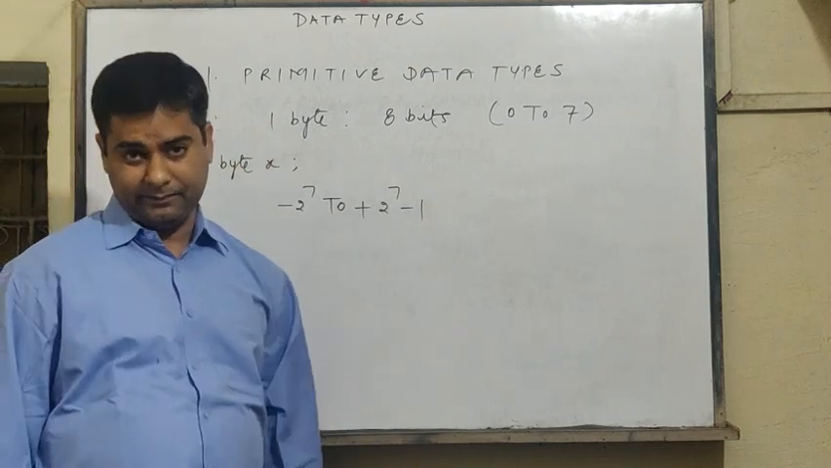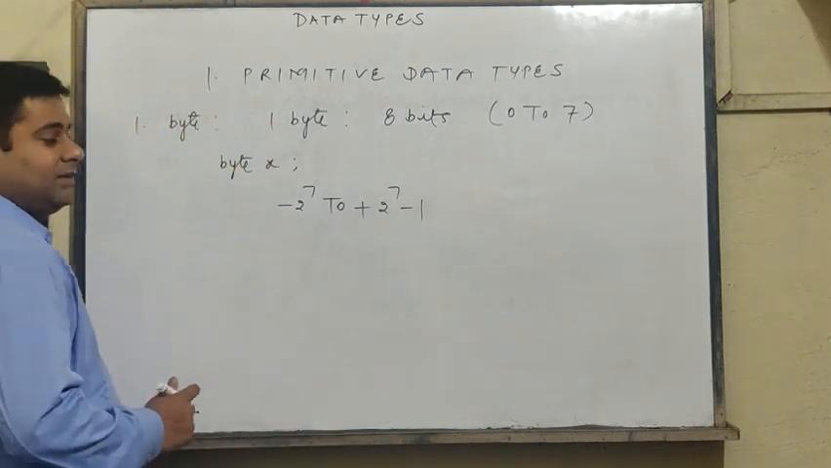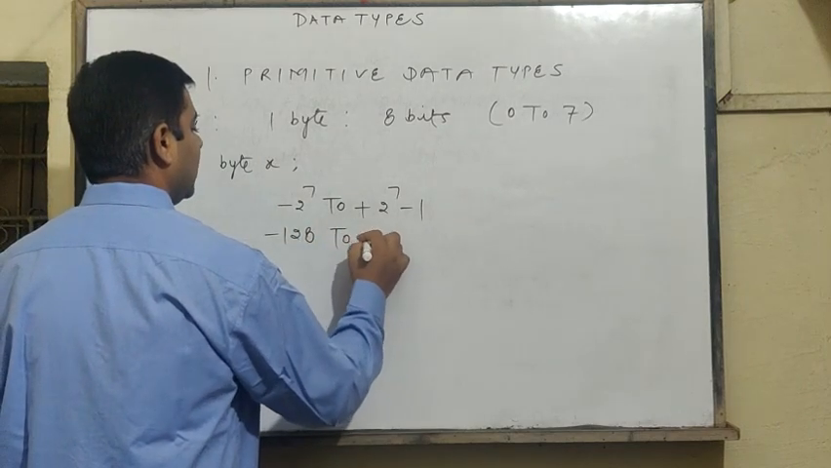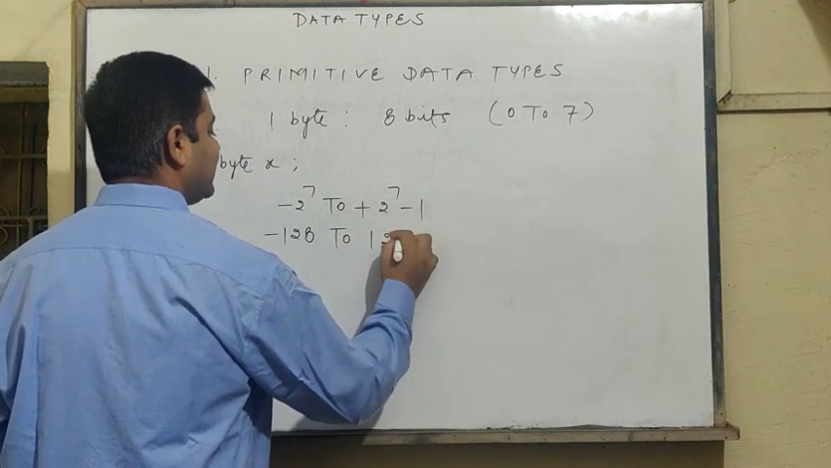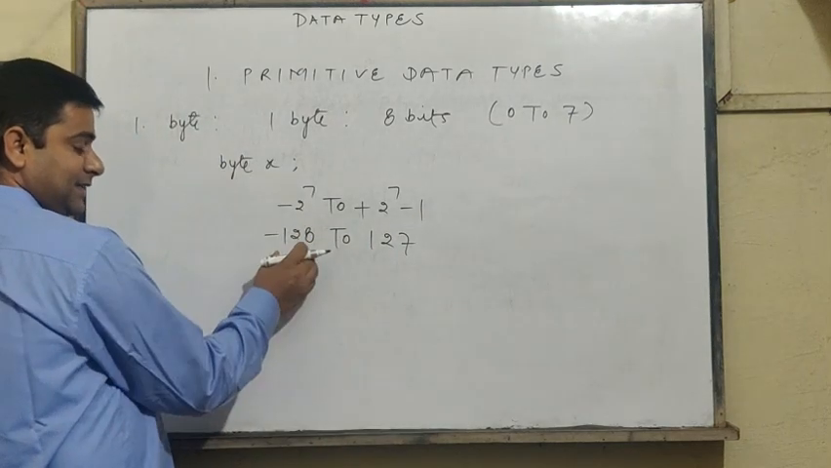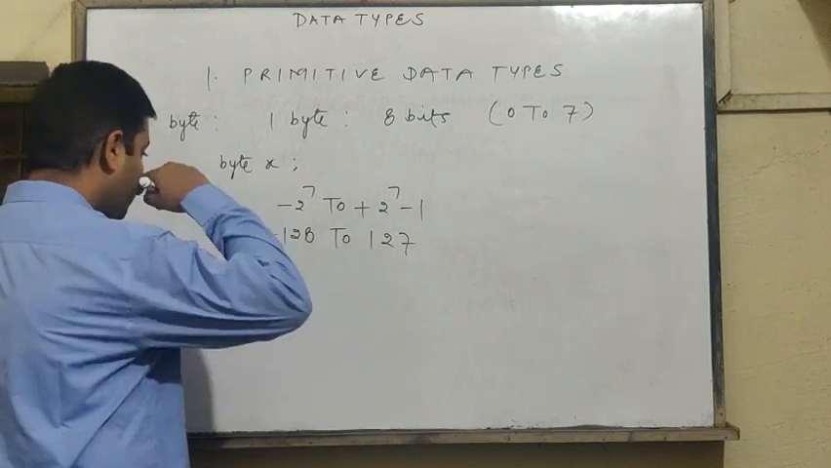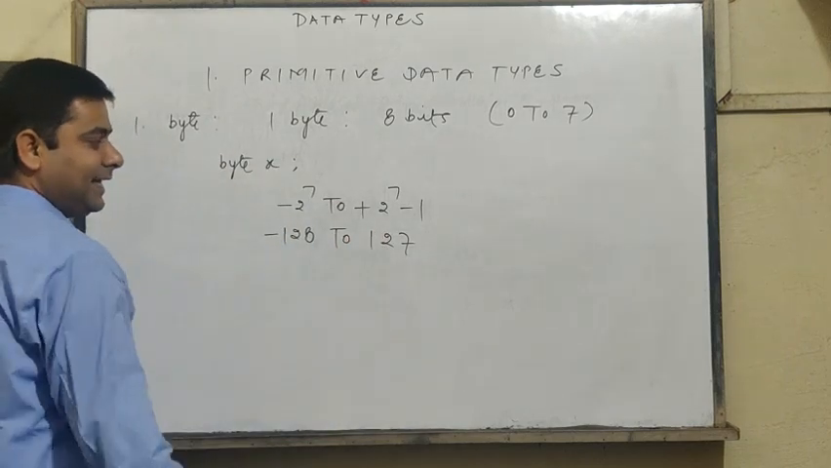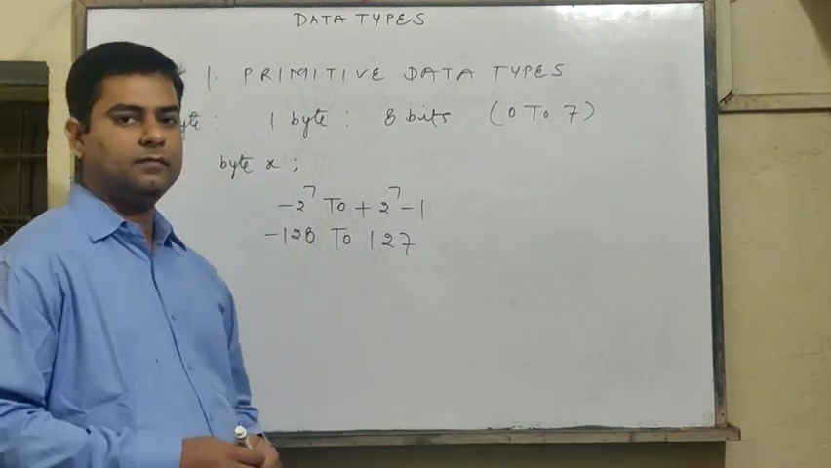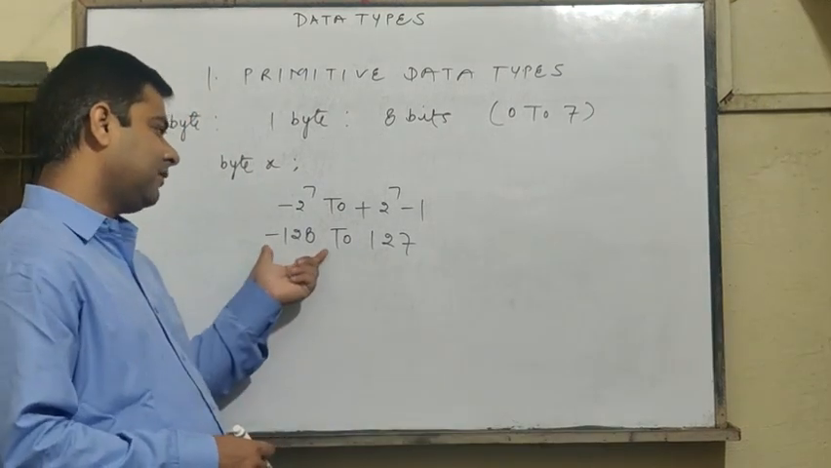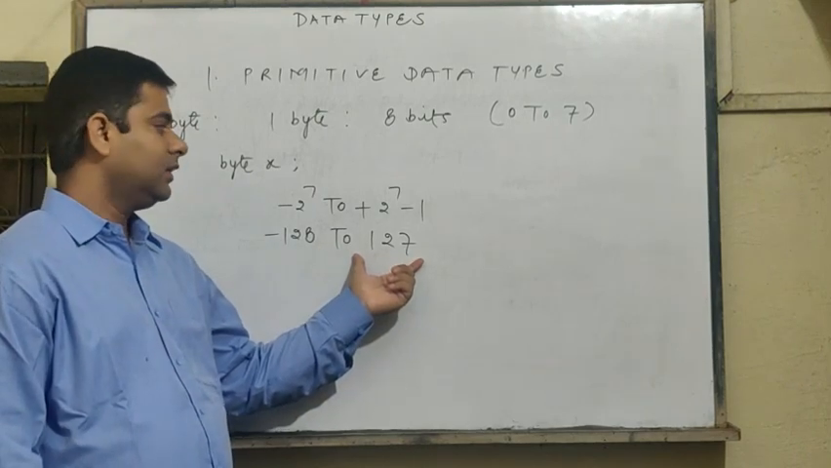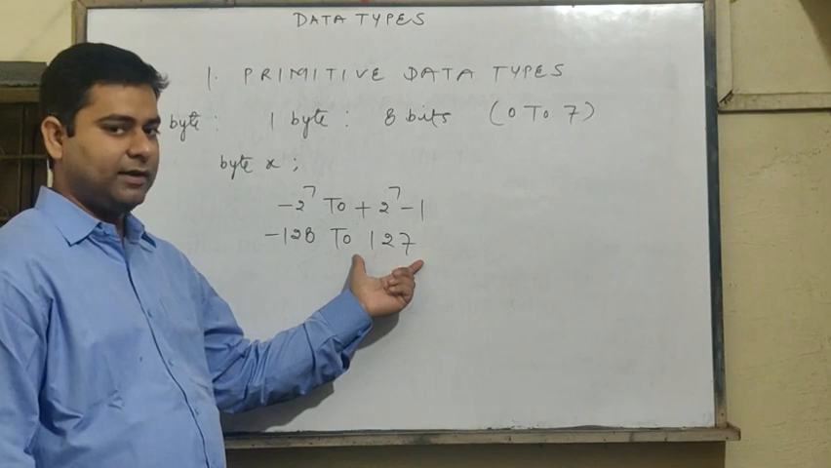So if you calculate 2 raised to the power 7, what you will get? Minus 128 to plus 127. So minimum value which can be stored in byte data type is minus 128 and maximum value that you can store in byte data type is 127. So here, this is the minimum value which we can store in byte data type, and this is the maximum value that can be stored in byte types of variables.